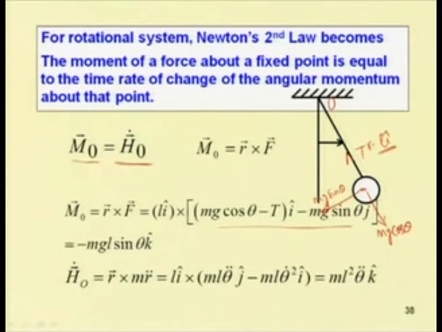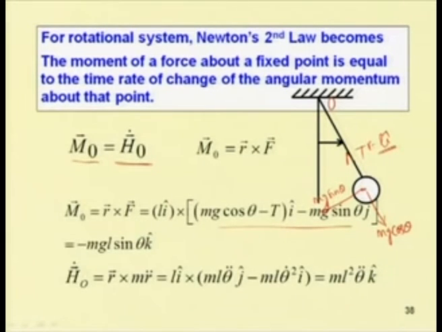As we are having this cross product, I cross I becomes 0. So we will have I cross j, which will be represented by k, I cross j equal to k. So this becomes minus mg L sin theta k. So M0 becomes minus mg L sin theta k. Now H0 we can find.